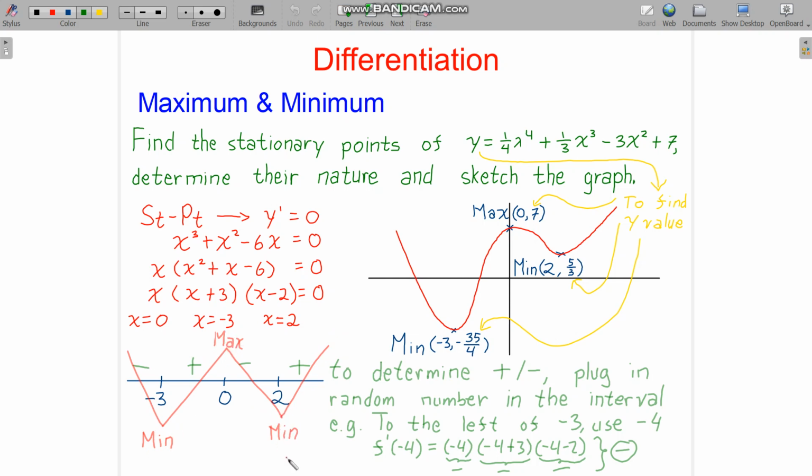So now for the sketch, we know we have a minimum, maximum, minimum. So this should be the rough sketch of the curve. And of course, to find the y value, we use the original. Y equals this. Plug in the x equals minus 3, you'll get minus 35/4. Plug in x equals 2, you'll get 5/3. Plug in 0, you'll get 7.